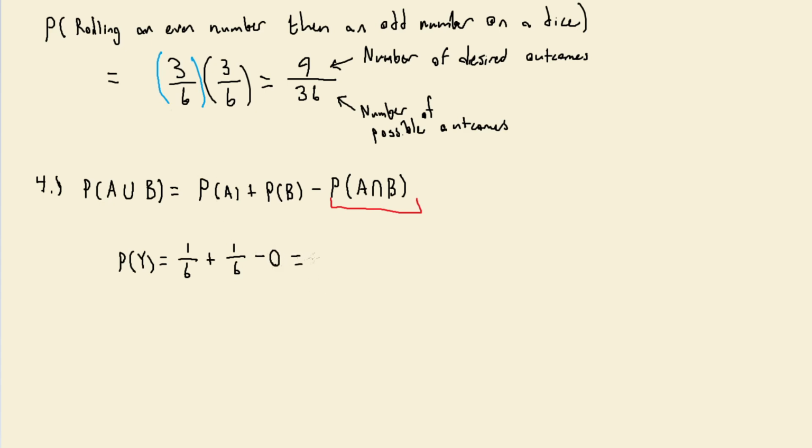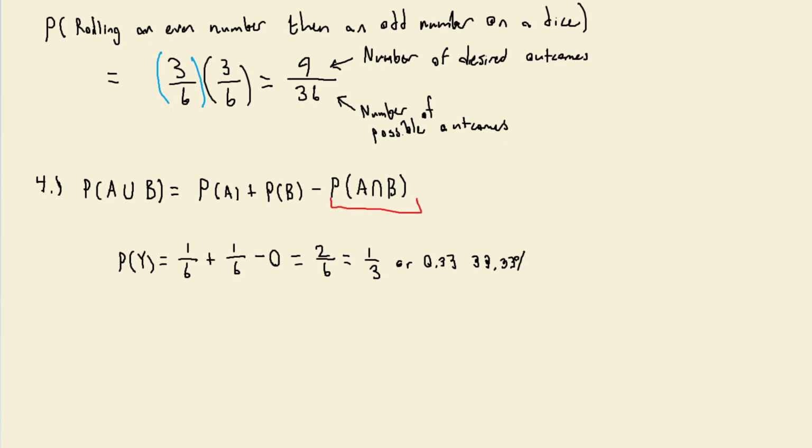And so when we add these together, we get 2 out of 6. So the probability of rolling a 1 or a 2 on a fair dice is 1/3, or 0.33, or 33.333%, however you want to notate it, but that is the probability of one or the other.